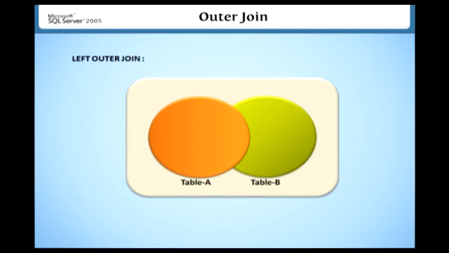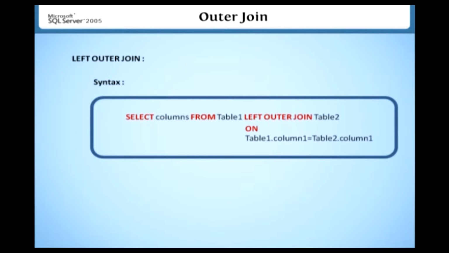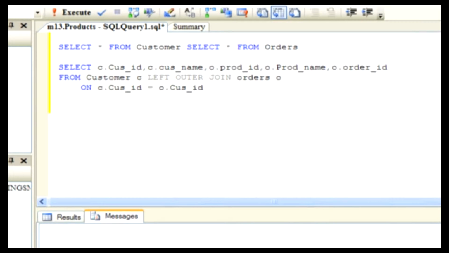This figure shows the conceptual diagram of left outer join. Here, the values from the left table will be retrieved, and common values between the two tables will also be retrieved. Let's discuss the syntax to perform the left outer join. Here, select statement selects the corresponding column values from tables. Left outer join selects all the row values from the left table.